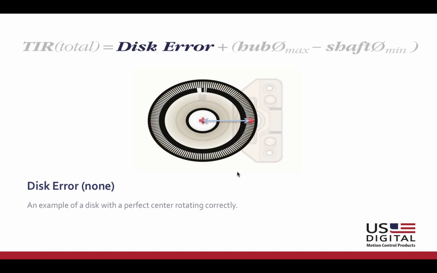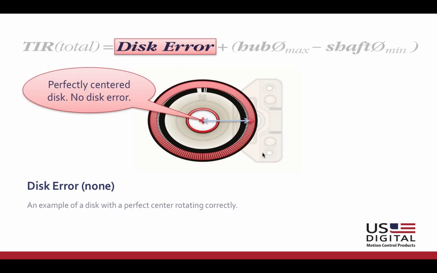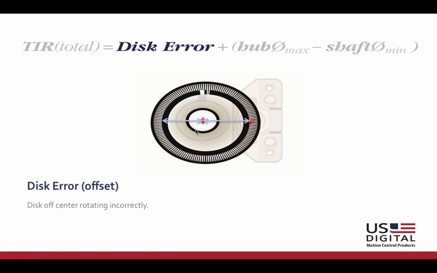So first thing we'll talk about is disc errors, TIR as it applies to disc errors. This is a typical optical system once again. This is a perfectly centered disc. As you can see, the disc is centered perfectly. The hole in the center of the disc and the hub are all perfectly centered. In this case, there's no TIR as you rotate the disc, and it also results in zero positional error.